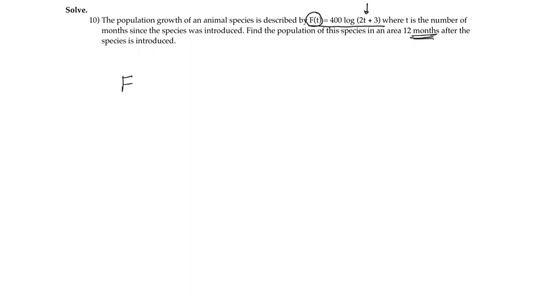So the number of species after 12 months will be equal to 400 times the log of 2, and t is 12, so 2 times 12 plus 3. And then I just have to do that on my calculator. Let's do that quick.